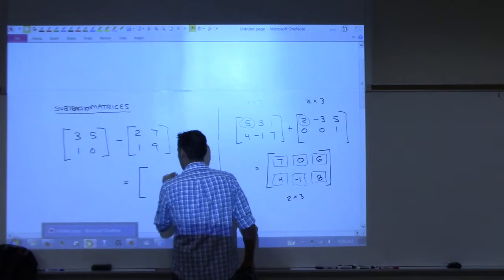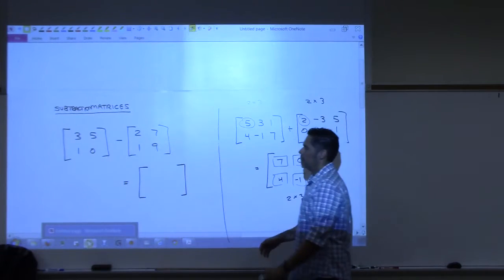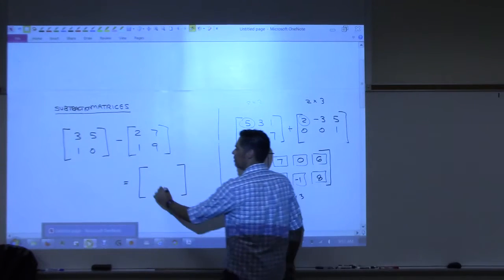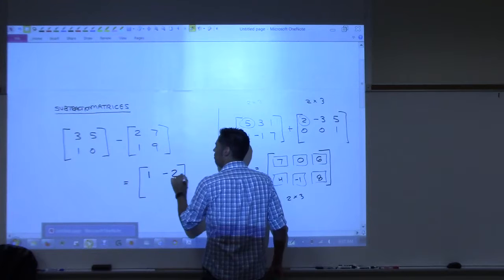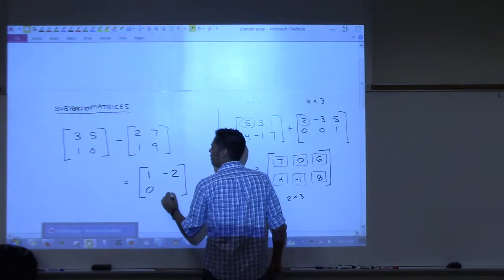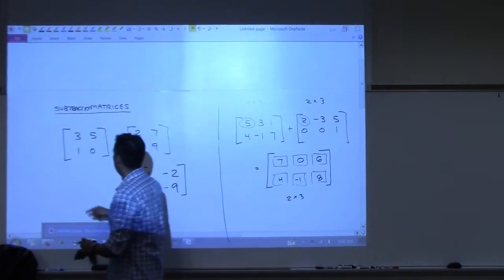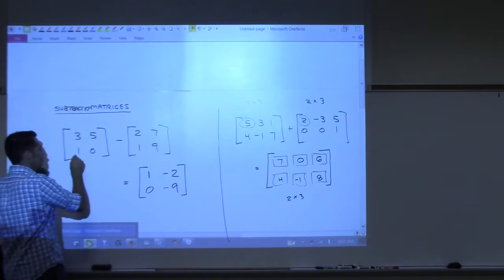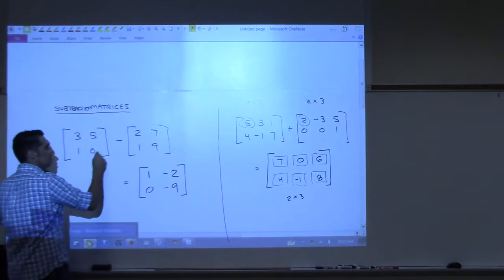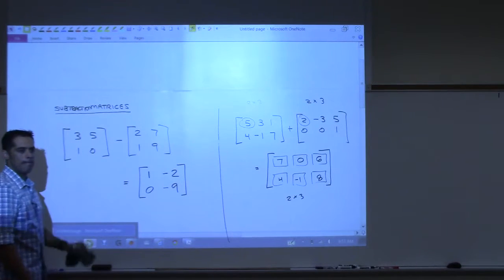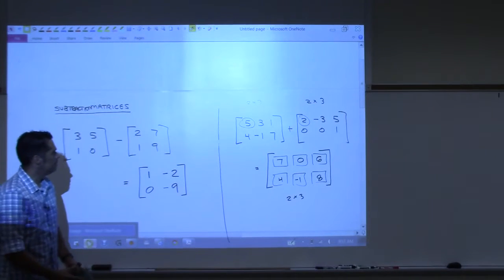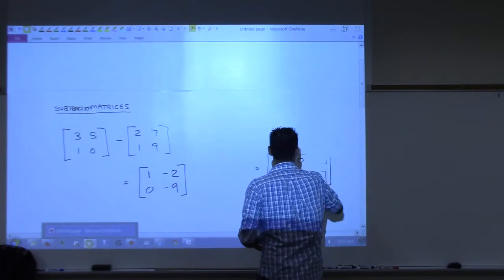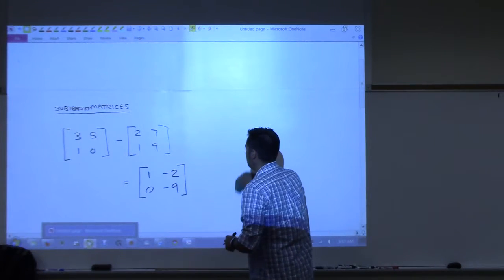So we are going to have here, forget the wording, just give me the numbers. 1, -2, 0, and -9. Good. So you're taking 3 and you're subtracting 2. 5, taking away 7, that goes here. 1, taking away 1, that's 0. 0, take away 9, -9. Good? Okay. Now, I think addition and subtraction are pretty straightforward. Now what we're going to do is the next operation.